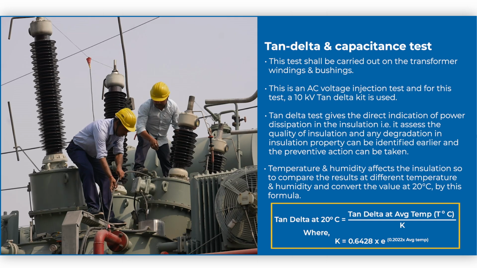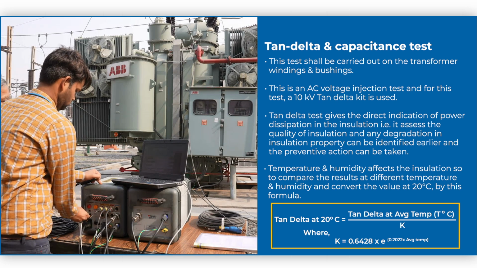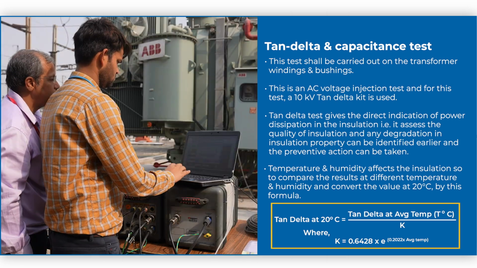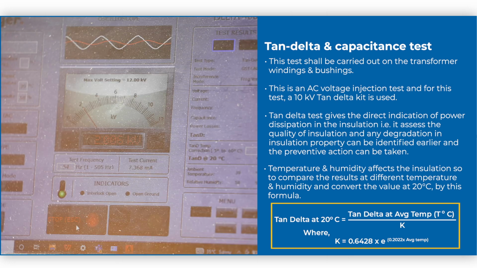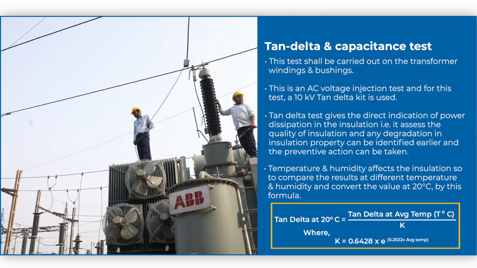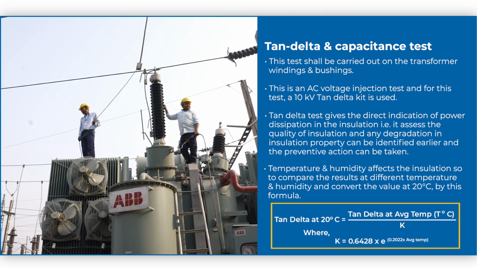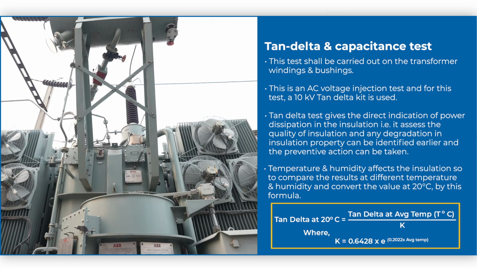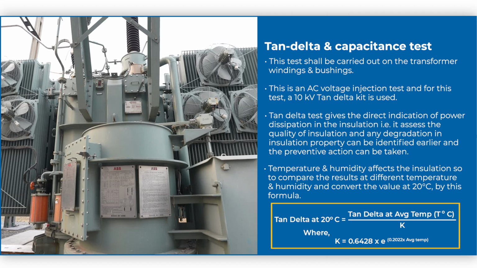Tan delta test gives the direct indication of power dissipation in the insulation, that is, it assesses the quality of insulation, and any degradation in insulation property can be identified earlier and preventive action can be taken. Temperature and humidity affect the insulation, so to compare the results at different temperature and humidity, convert the value at 20 degrees Celsius by this formula.